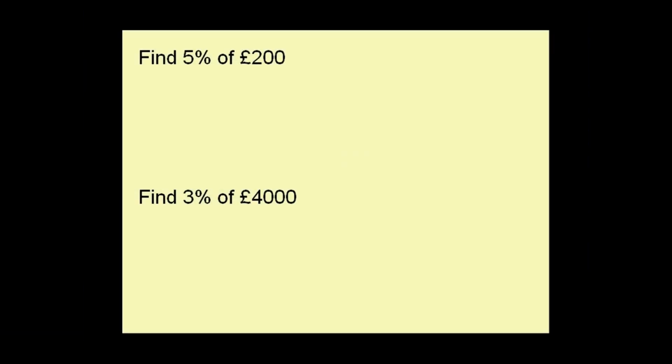In this clip, we're going to be looking at simple interest. Before we do this, we need to remind ourselves how to find a percentage of an amount. This is non-calculator, so I start by finding 10%. To find 10%, I divide by 10. £200 divided by 10 is £20. Now I want 5%, and 5% is half of 10%, so I halve the £20 and get £10. So 5% of £200 is £10.